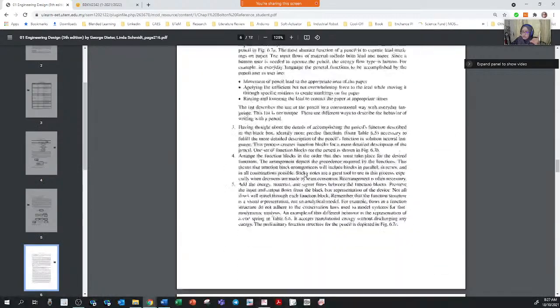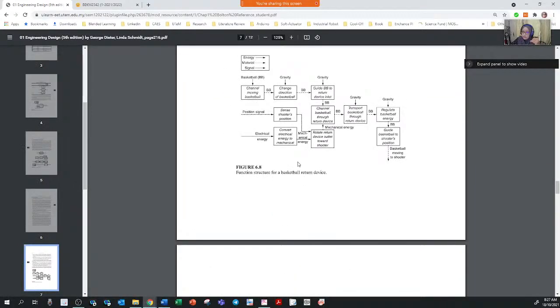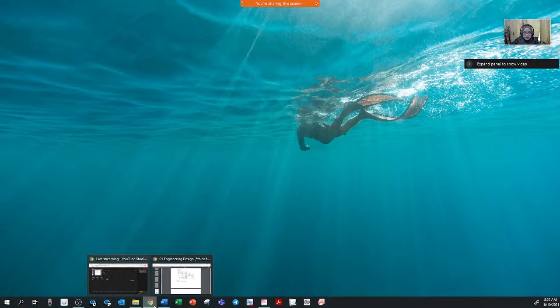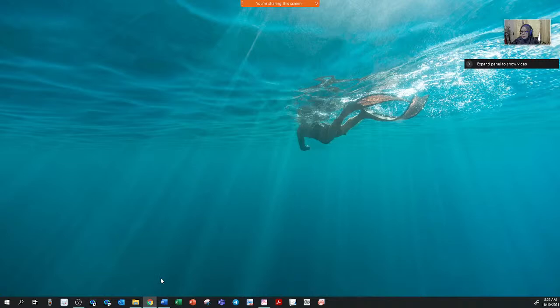So read through. It's very detailed in this book, so you can read through, and after reading through this document, you will be able to understand what the flow is. Okay, so that one is the student task for today and tomorrow.